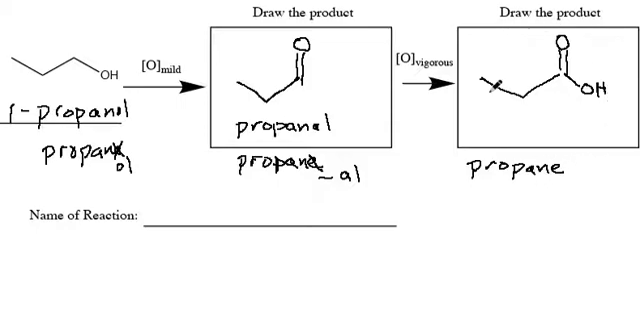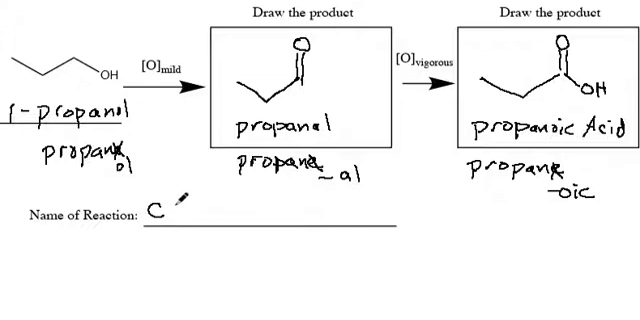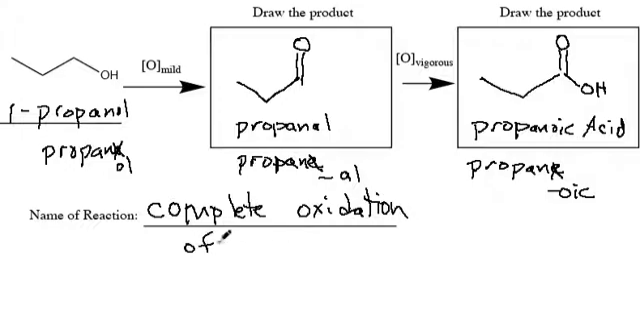So when we name the product, remember we have 1, 2, 3 carbons, so it's based on propane. The E goes away and we add oic, and it becomes propanoic acid. Because we have formed a carboxylic acid. This reaction would be another oxidation, and we would refer to this as the complete oxidation. And it's of a primary alcohol.